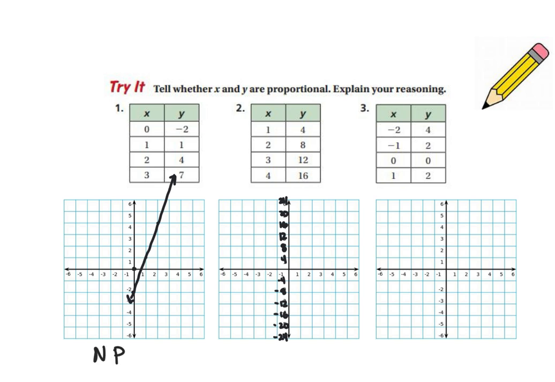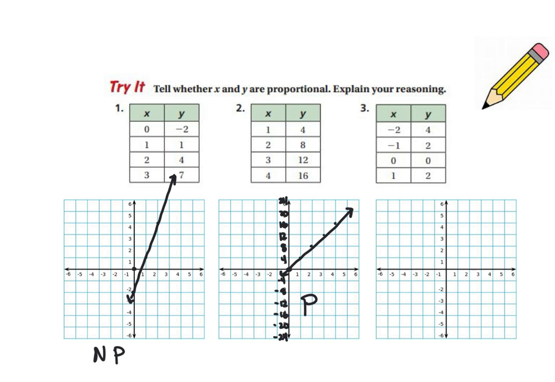Question number 2, I had to change the scale a little bit because we're jumping by 4s. So please notice that I stayed consistent in my intervals though. I did increase by 4 each time, going both up and down, positive and negative. So now we'll plot the points 1, 4, 2, 8, 3, 12, and 4, 16. That is both a linear expression and it goes through the origin, the point 0, 0. So we would say, yes, that is proportional and we would say it's linear.